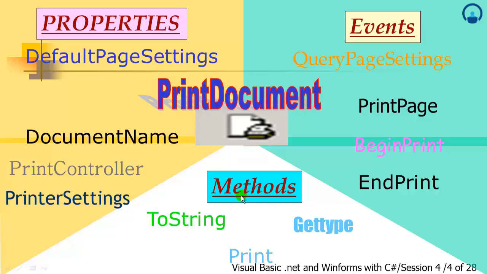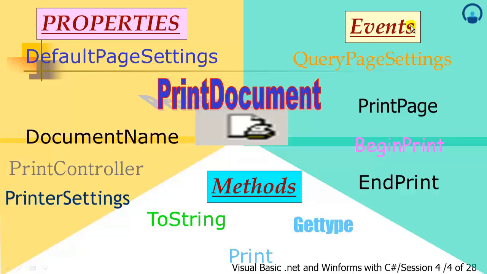Methods. We have ToString. This method provides information about the print document in string format. GetType. This method is used to find out the type of the current instance. And Print method. This is used to print the document.